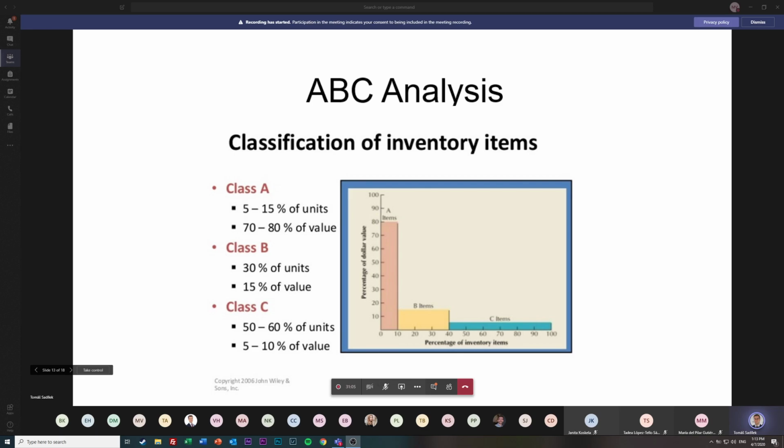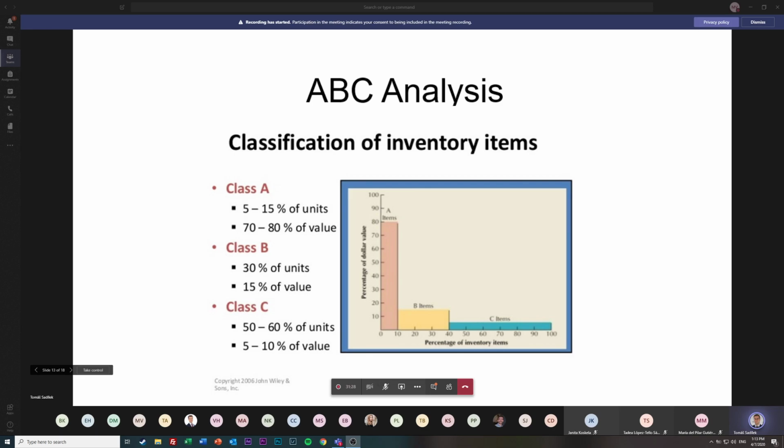The class B is typically around 30% of units, but it takes only 15% of value. And there is the class C, this is 50 to 60% of units, but it takes only 5 to 10% of all value. So once more, in this example we are speaking about the inventory. I mean inputs that are used in the production of final products, and we would like to analyze them and set a proper strategy for these three segments of inventory. I'm going to speak about it in a moment.